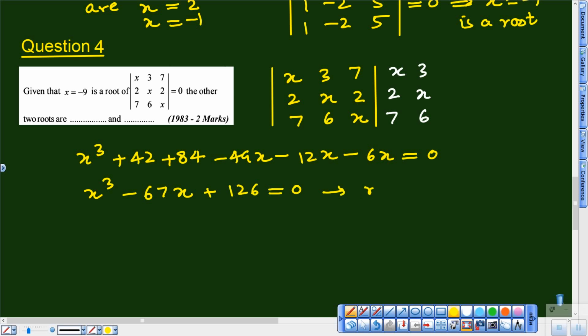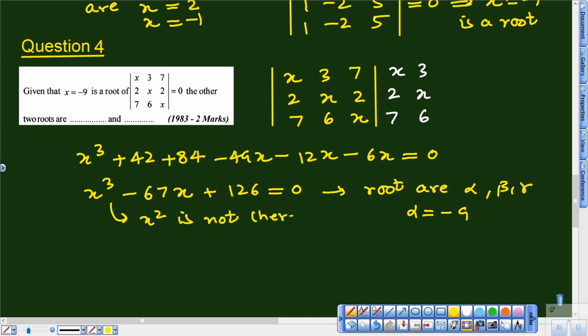Now, let's say the roots are alpha, beta, and gamma, and already it is given that alpha is equal to minus 9. Now, what is the sum of the roots from the theory of equations? The sum of the roots is minus the coefficient of the n minus 1 degree term, that is x square in this case, because it is a cubic equation. That's why the next degree would be x square, which is absent. You can see that here x square is not there. Because of the absence of x square, the sum of the roots alpha plus beta plus gamma will be equal to 0, implying that, since alpha is known, beta plus gamma, which are required to be found, is equal to 9.